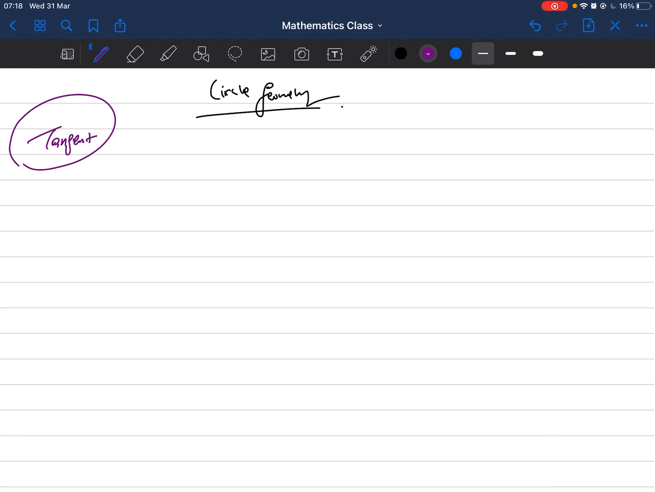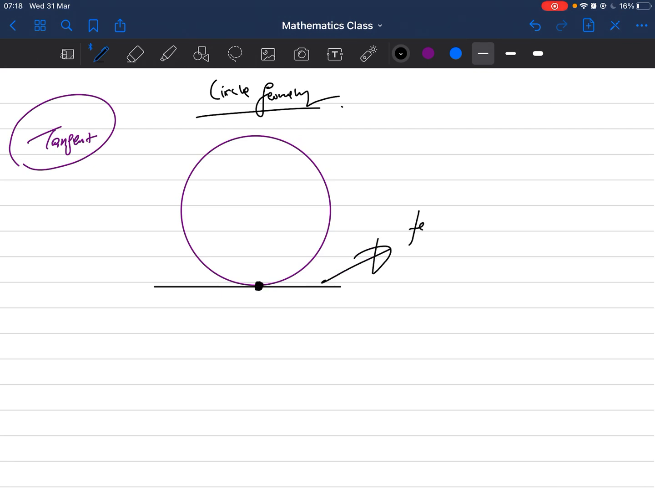Now, what is a tangent? A tangent in circle geometry is a line passing by a circle that has to touch the circle once. It's a line touching the circle once. So this is your tangent. A tangent is a line that touches the circle once, when you talk about the tangent in circle geometry.